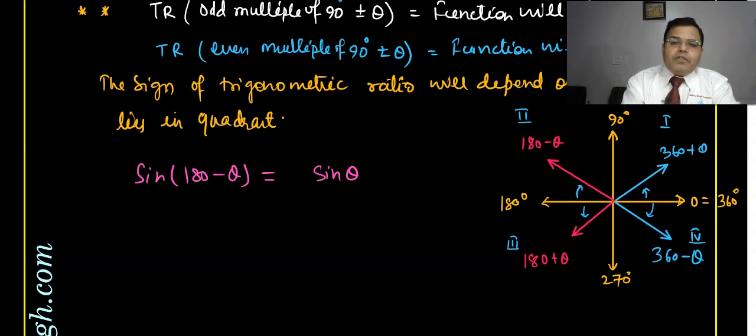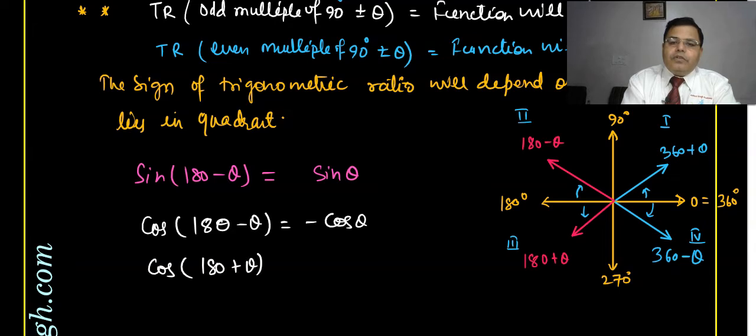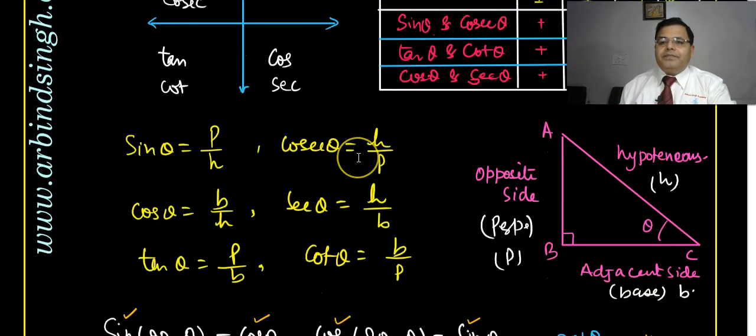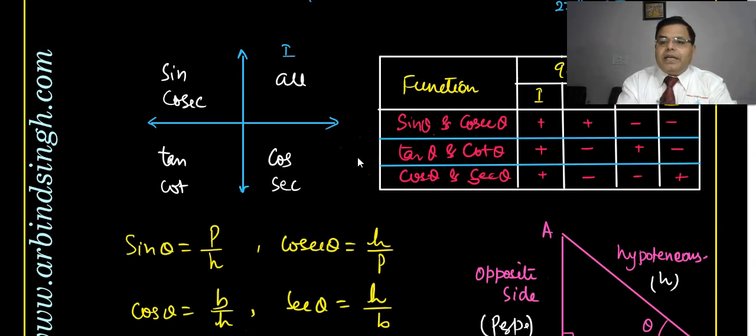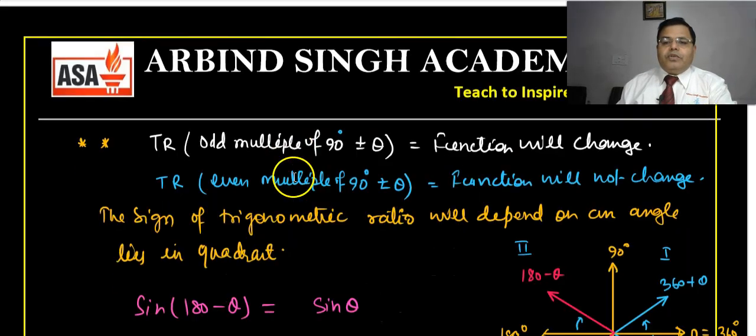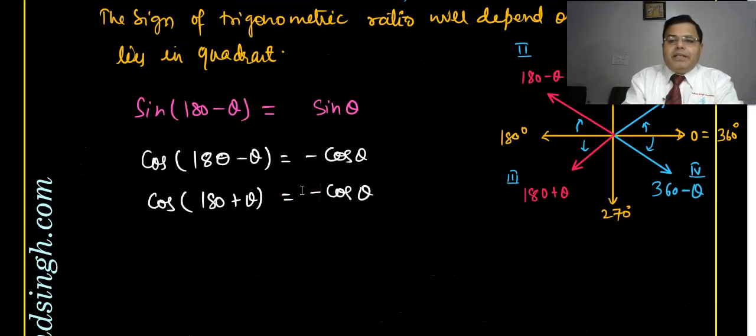But if I write cos 180 minus theta, then it will be minus cos theta. Similarly, cos 180 plus theta is also minus cos theta. The function will not change, and the sign will change depending upon the quadrant. 180 minus theta lies in the second quadrant, or 180 plus theta lies in the third quadrant. In both the second and third quadrants, cos is always negative. So depending upon the quadrant, they will have a value.